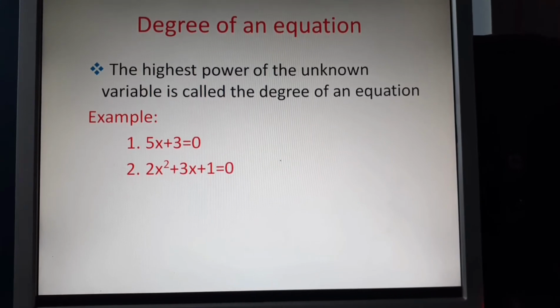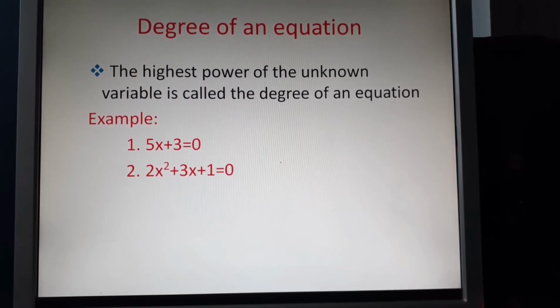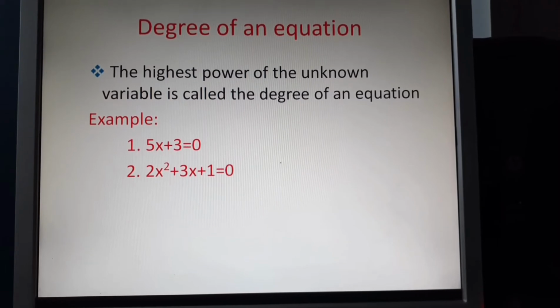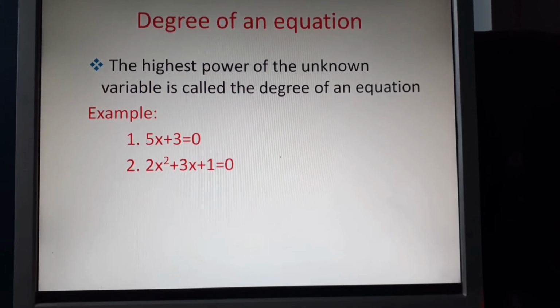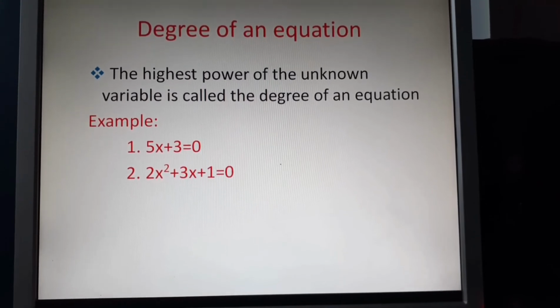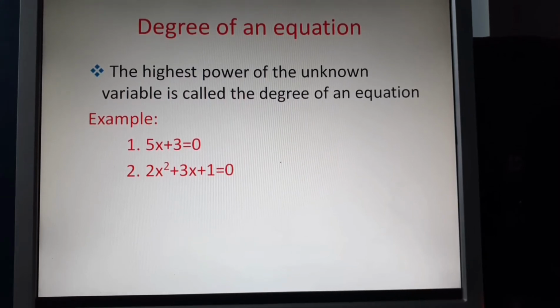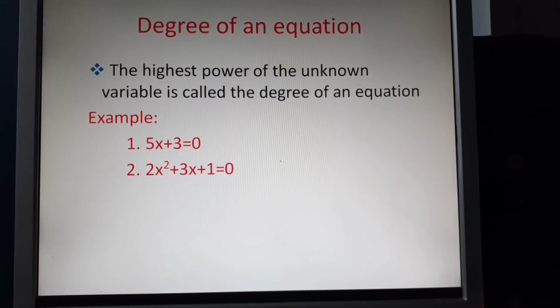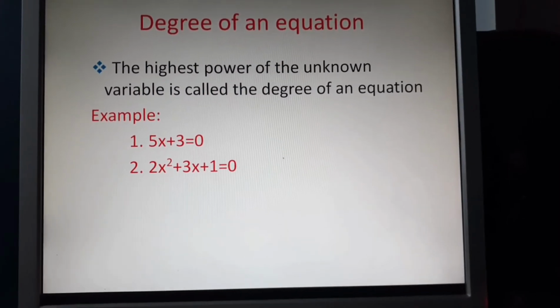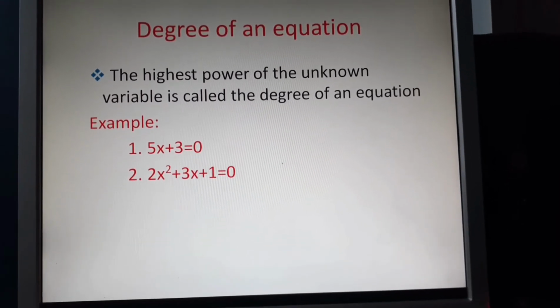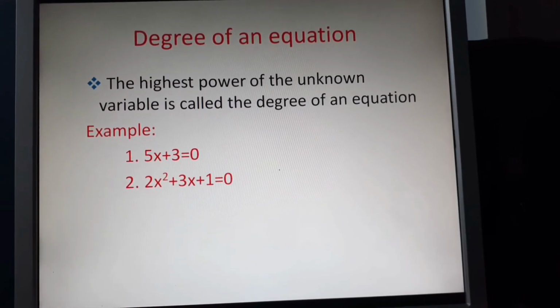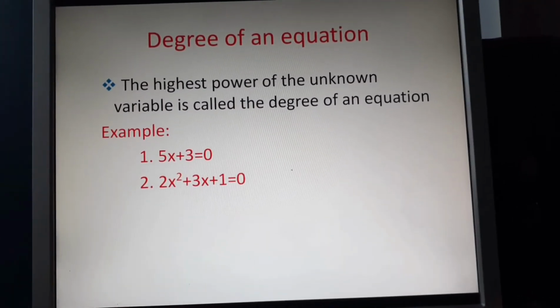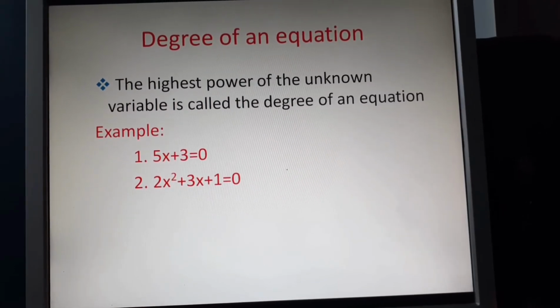Degree of an equation. The highest power of the unknown variable is called the degree of an equation. Example, first one, 5x plus 3 is equal to 0. Here, left hand side 5x plus 3 is there. In right hand side 0 is there. Here the coefficient of x is 5. Given variable is x in first equation. Coefficient of x is 5 and 3 is constant term.